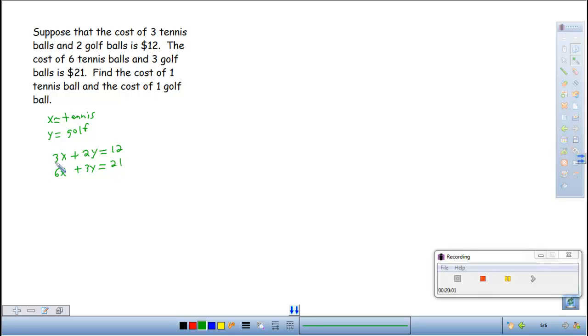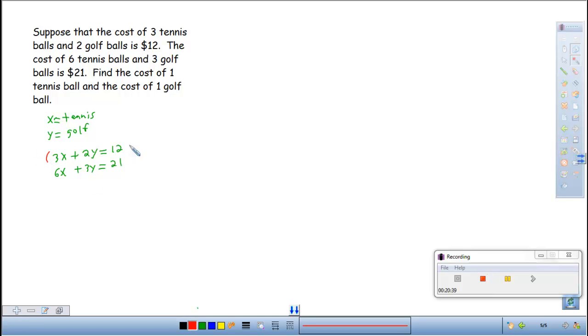And again, you can use multiplication to manipulate your equations. I see that the 3x and the 6x here, I can easily make those into positive 6 and negative 6. I already have a positive 6 here. I can multiply this equation by negative 2 because negative 2 times 3x will give me a negative 6x. That's what I want: the same number but opposite signs. The first common multiple for 3 and 6 is 6, and I can make this 3 into a negative 6 by multiplying by negative 2.